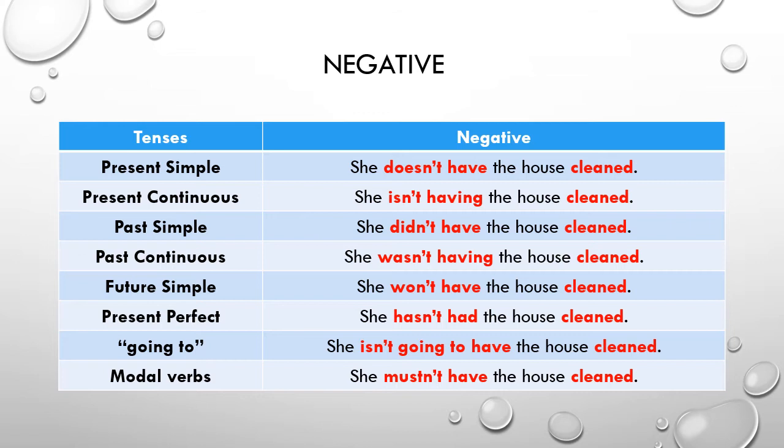Future simple, she won't have the house cleaned. Present perfect, she hasn't had the house cleaned. Going to, she isn't going to have the house cleaned. And with modal verbs we say, she mustn't have the house cleaned.